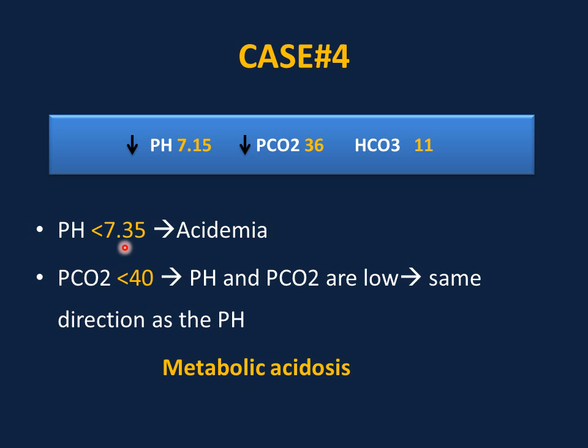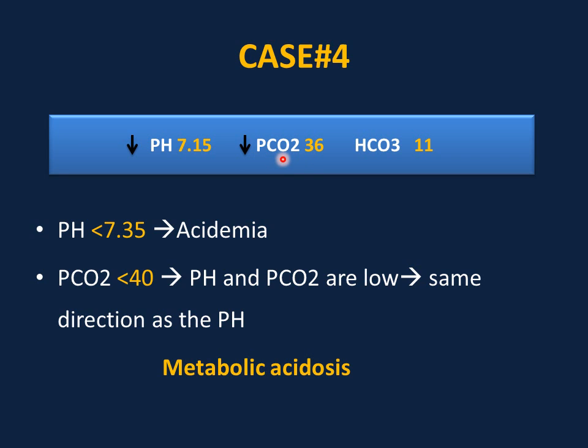Why? The pH is low and the PCO2 is low. Both are low in the same direction. This is metabolic and this is acidemia. So it's a metabolic acidosis. And the bicarb here is low as well, less than 24. So why is the PCO2 low here? This is a secondary respiratory alkalosis.